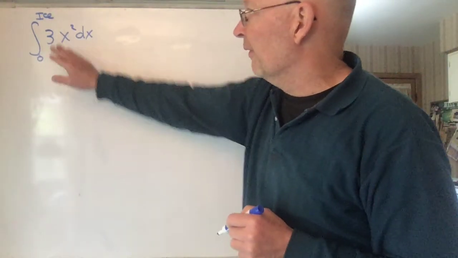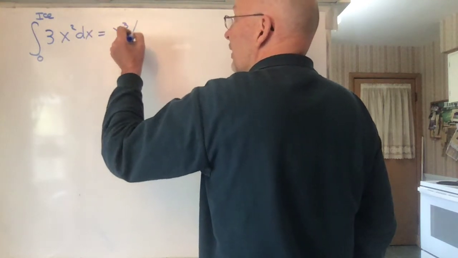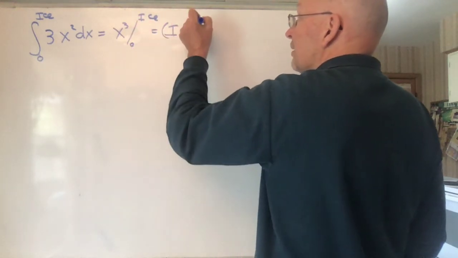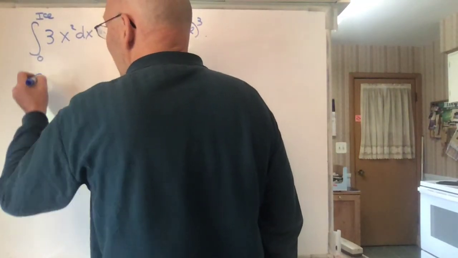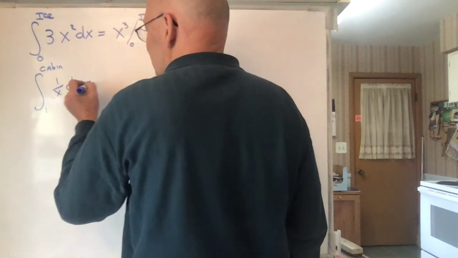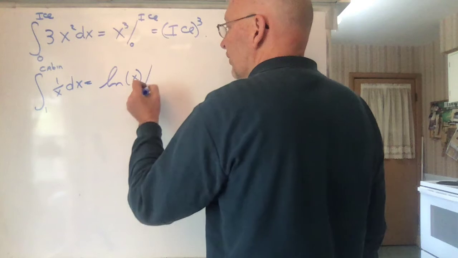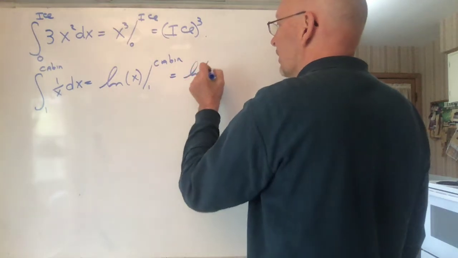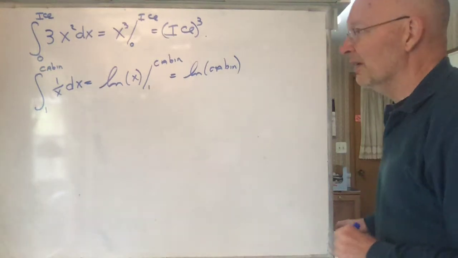The antiderivative of 3x squared is x cubed. And so you evaluate that from 0 to ice, and you get ice cubed. Okay, a little levity. Or another one, from 1 to cabin of 1 over x dx. Antiderivative of 1 over x is the ln of x from 1 to cabin, and you end up with log cabin. Okay, the ln of 1 is 0. So anyway, a little bit of fun there.